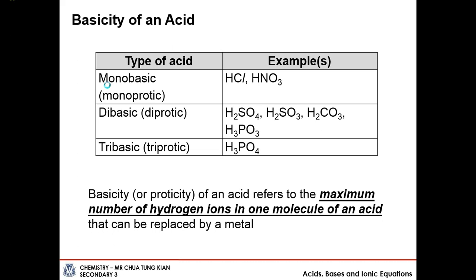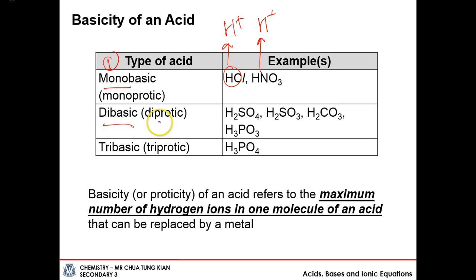So now let's go on to the basicity of an acid. There are three main basicities, which we will cover for today. One is the monobasic acid. If you see, it's quite obvious. Mono means 1. So each acid molecule only gives 1 H plus if it is dissociated.